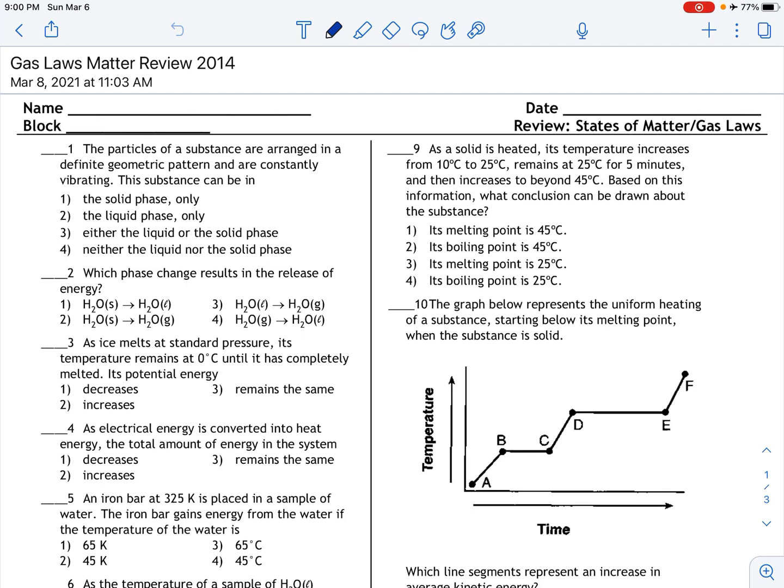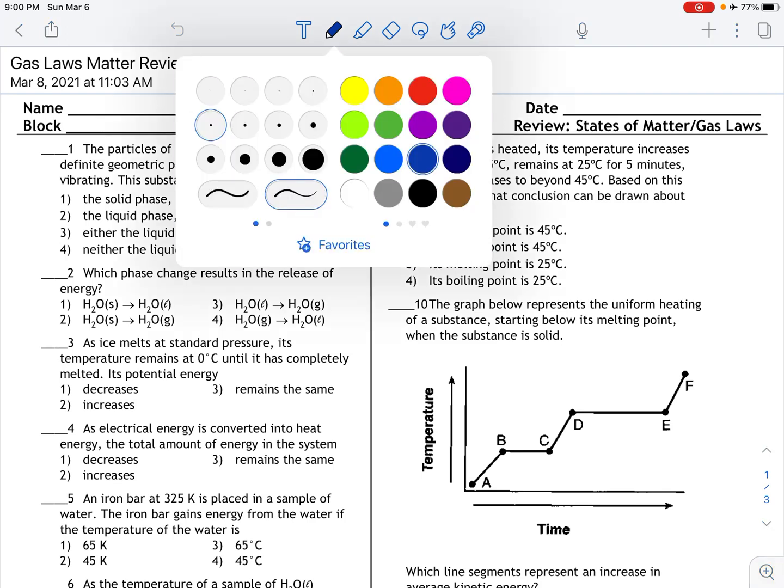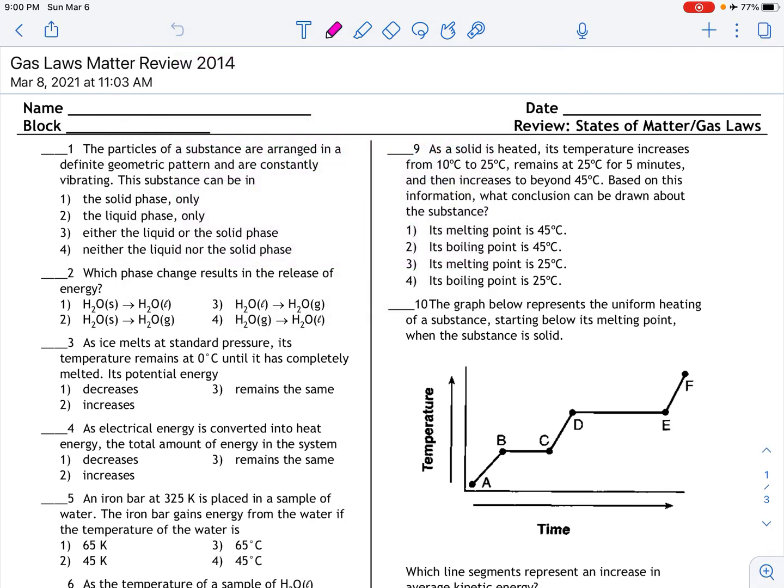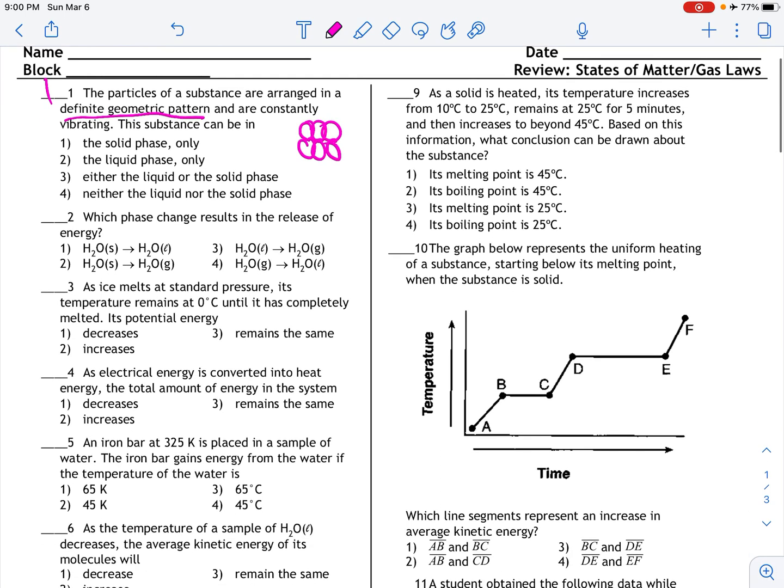I apologize. The particles of a substance are arranged in a definite geometric pattern and constantly vibrating. Definite pattern would have to be the solid phase. So nice and tight, packed together. Which phase change results in the release of energy? So this is exothermic, so giving off heat.